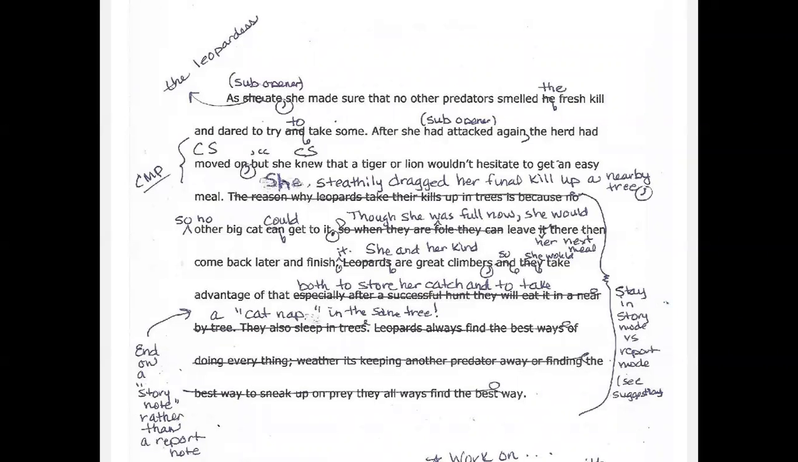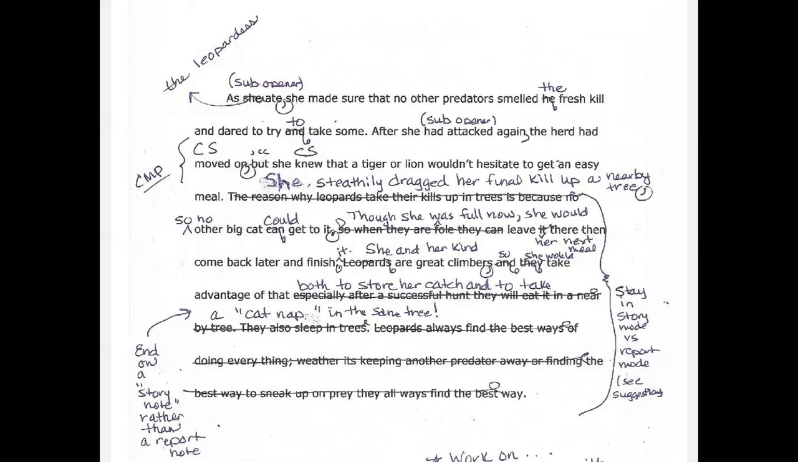So she stealthily dragged her final kill up a nearby tree, comma, so no other big cat could get to it. Though she was full now, she would leave her meal there, then come back later and finish it. She and her kind are great climbers, so she would take advantage of that, both to store her catch and to take a quote unquote cat nap in the same tree.